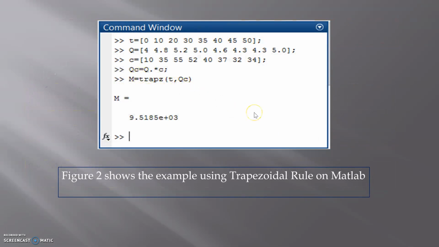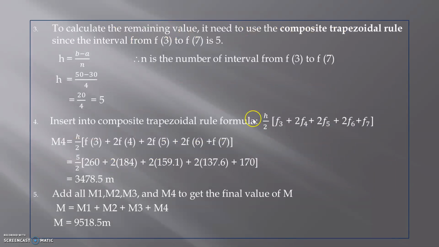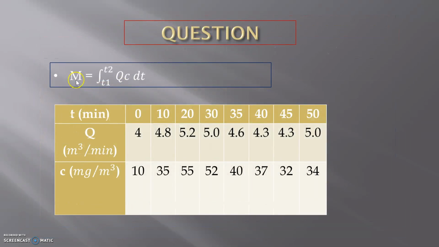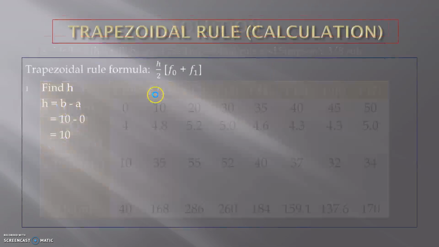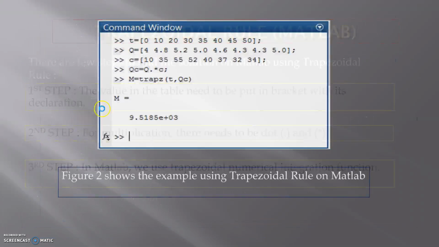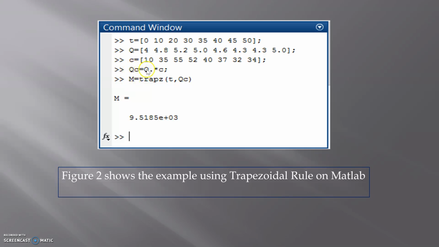So the integration of the M, where the formula given M equals to integration of QC, we need to multiply the data of Q and C. So that's why QC is equals to Q dot star C.